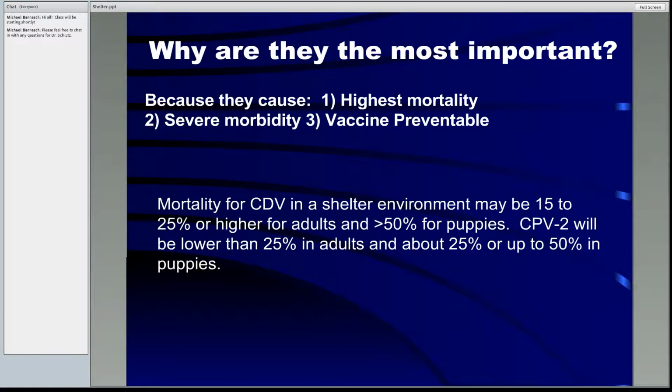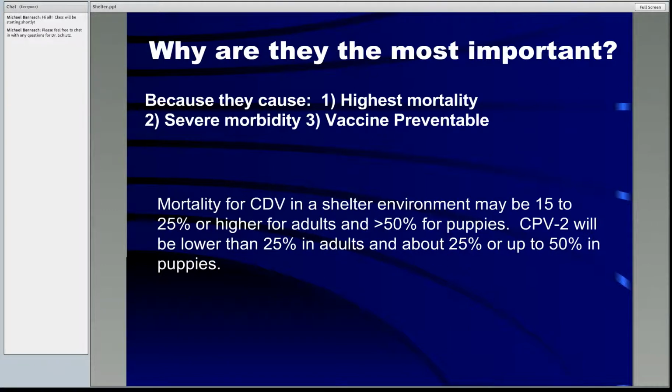So these are most important, of course, because they're those that will cause the highest mortality, the most severe morbidity, and importantly, they're vaccine preventable. That's why in pet dogs, where more than 90% of all pet dogs will be vaccinated, we never see or rarely see distemper anymore. So it really is a very well-controlled disease.